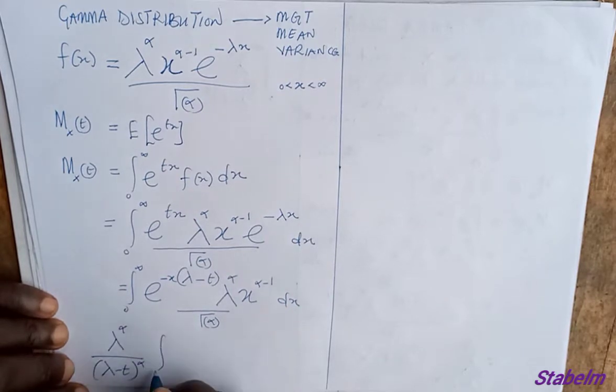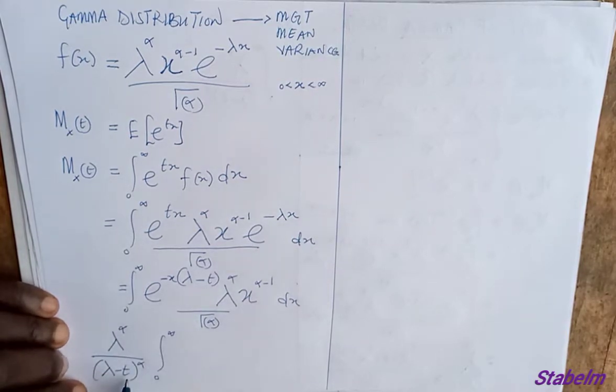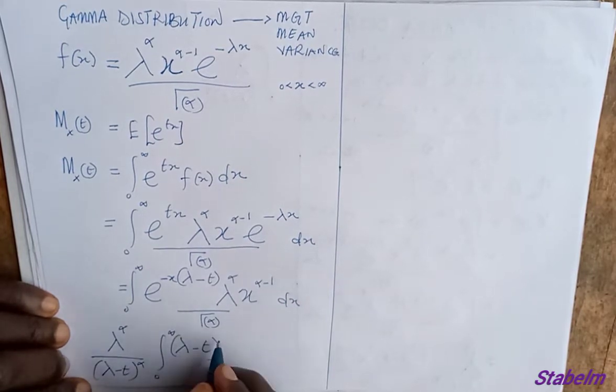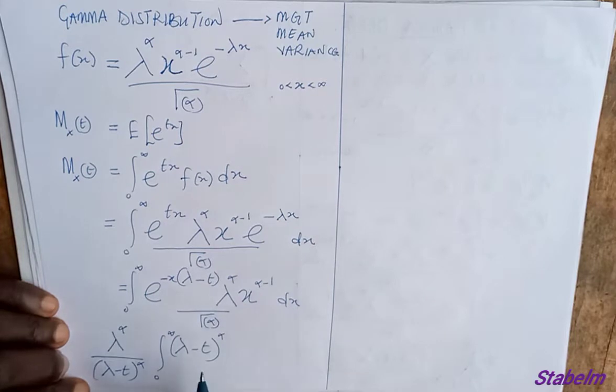Then we continue with the integral from 0 to positive infinity. Exactly what we put in the denominator, we are going to put here now: lambda minus t all raised to power alpha. By the time we divide these, we have 1, which means we have done nothing in this place. Now since we have lambda minus t to power alpha, we'll continue with what we have here.